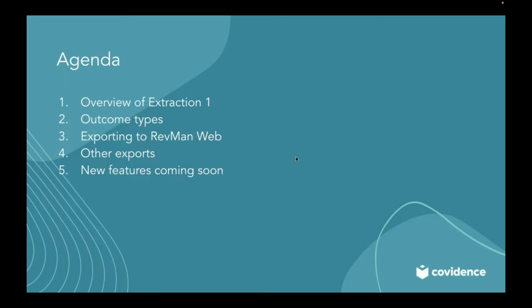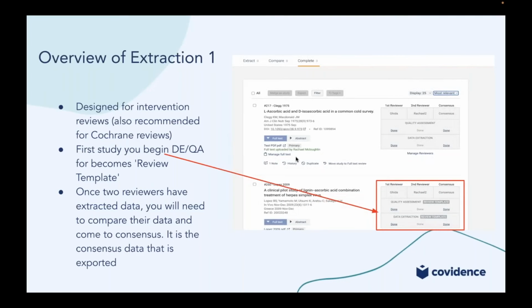Okay, then I'm going to give an overview of Extraction 1 in Covidence. This is a tool that's designed specifically for intervention reviews. So it follows a standardized PICO structure, which can support intervention reviews. And it's also the recommended tool for anybody conducting a Cochrane review because it has an export pathway to Review Manager or RevMan. And I know that's probably of interest for lots of you here today.